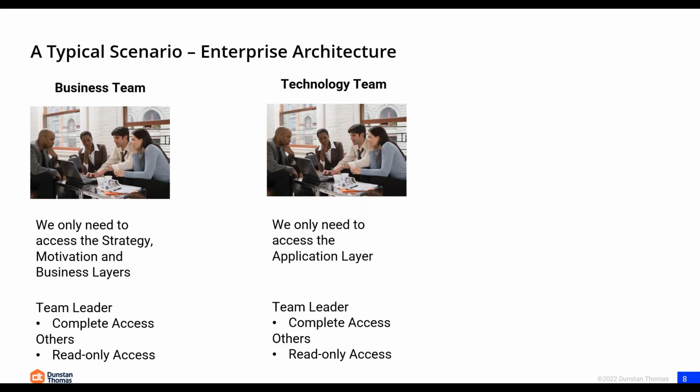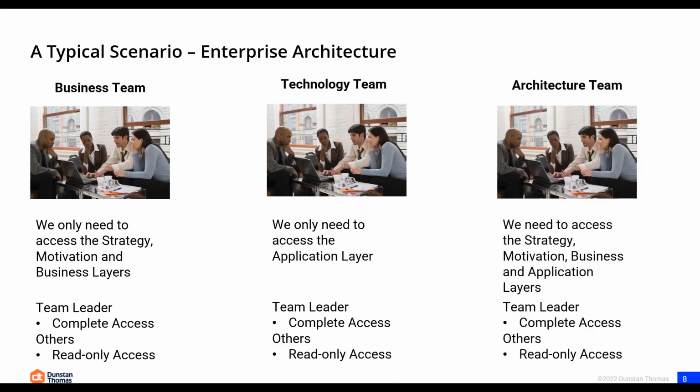So the business team don't see the technology models, and the technology team don't see the business models. But you say to yourself, but that's not enterprise architecture. Enterprise architecture is bringing those two layers together. Absolutely right. So let's have an architecture team whose responsibility is to use the business team assets, use the technology team assets, and bring the two together. And that is what we're going to do.